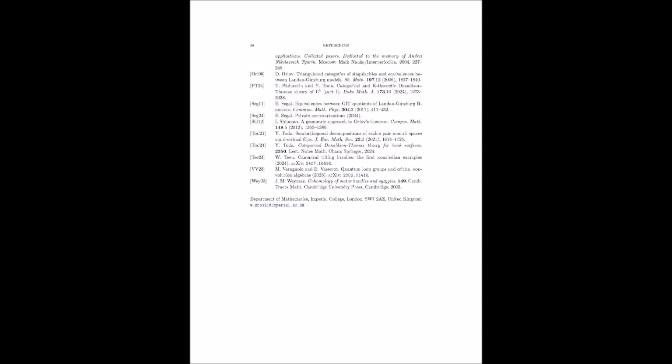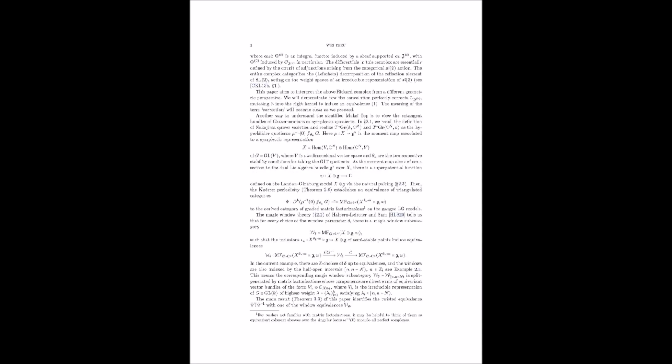The next step in the proof is to show that this functor phi is also essentially surjective. What does that mean? Essentially surjective means that up to isomorphism, every object in the target category is the image of an object in the source category under the functor phi.